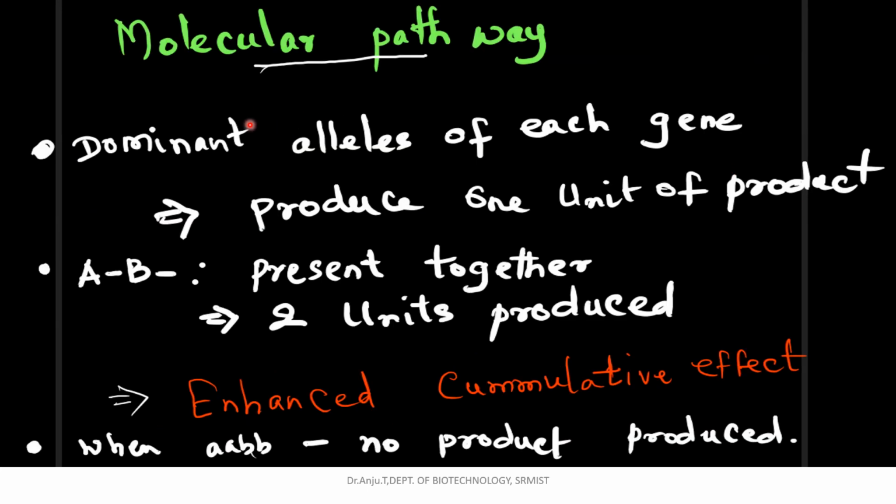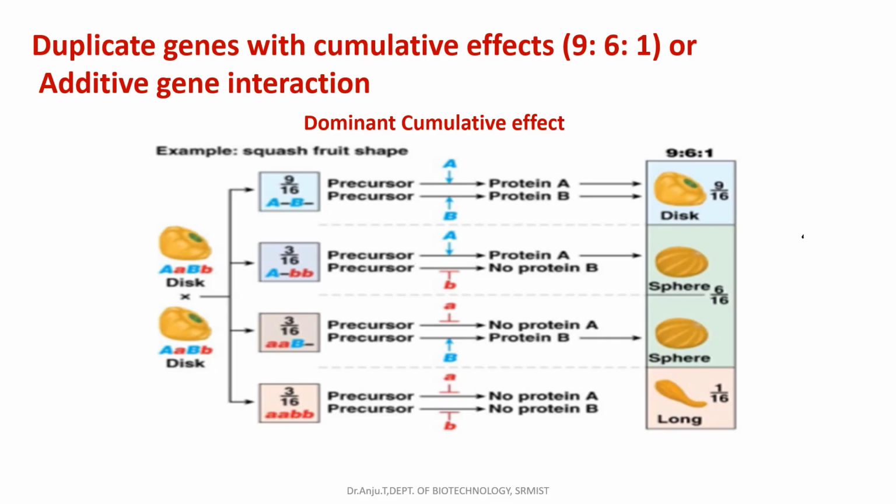Regarding the molecular pathway behind it, the dominant alleles of each gene produce one unit of the product. That is A and B, and when both are present, 2 units are produced. Therefore, it leads to an enhanced cumulative effect. But when both the genes are in the recessive form, no product will be produced. So an altered phenotype or a mutant phenotype will be expressed. So here, this is a cross for squash fruit shape. The final ratio you get is 9:6:1.